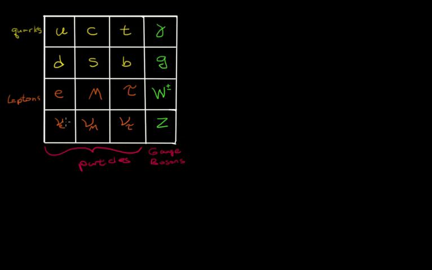Now these particles are associated with the 4 forces. So we know that there's electromagnetic force. So that's what the photon is associated with. The gluon is part of the strong force, and W plus and minus and the Z are part of the weak force. Weak nuclear force, strong nuclear force, electromagnetic force.